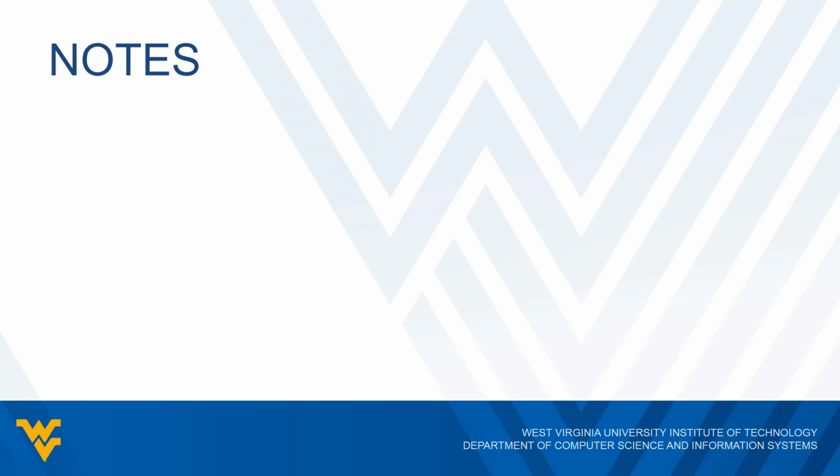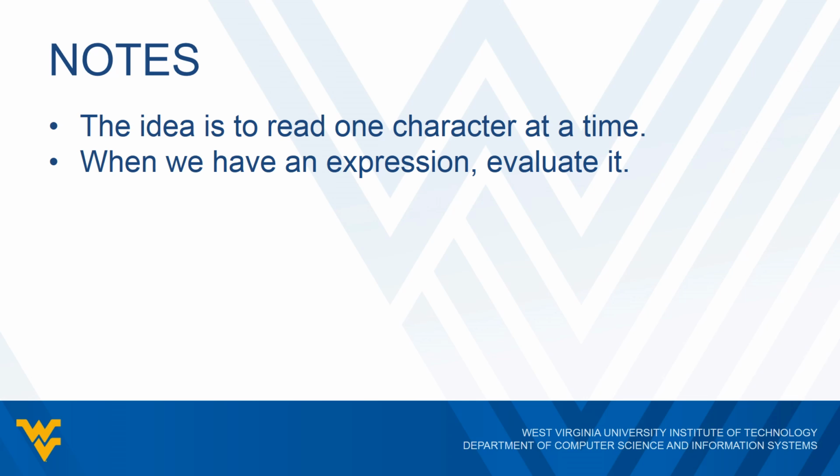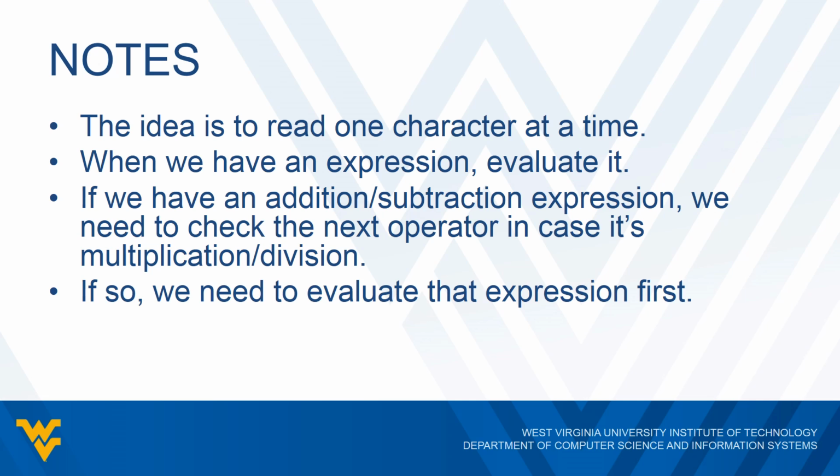So what we're seeing here is the idea with this evaluation is we read one character at a time. Whenever we get an expression, we would evaluate it. Now, with that said, we first have to check what type of expression it is. If it's an addition or a subtraction expression, we need to check the next operator to make sure that the next thing is not a multiplication or a division symbol. If we encounter the multiplication or division symbol, we need to handle that expression first.